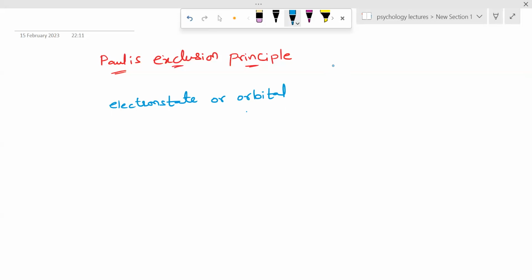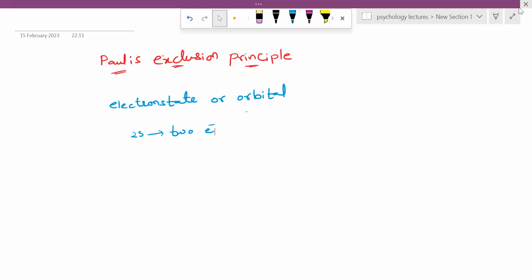So for a particular orbital, let's say 2s. So this is one orbital. In a subshell, we have only one orbital. Two electrons can be filled, and those two electrons will have opposite spins.